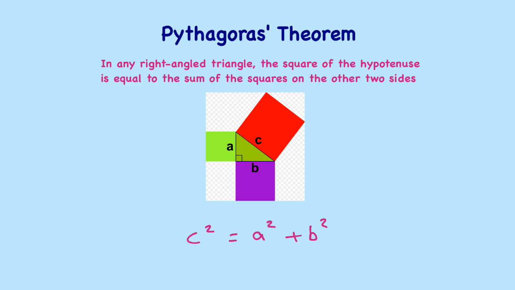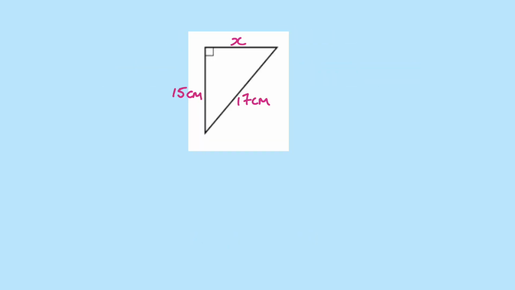In the previous clip, we used Pythagoras' theorem to find the hypotenuse. However, in this clip, we're going to use it to find one of the shorter sides, so either b or a. Let's have a look at an example. Pythagoras' theorem is c squared equals a squared plus b squared. Labelling our sides, we have c, which is always the longest side opposite the right angle, and then the other two sides, either a or b, doesn't matter which way around they are.